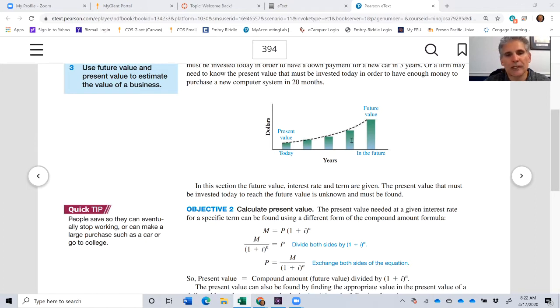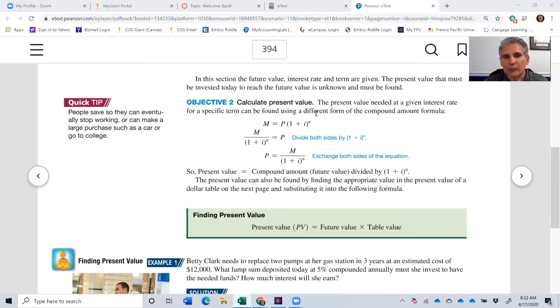So if you go on to get a four-year degree, you're going to take a finance class, and the primary terms you're going to be using are present value and future value. To calculate the present value, what you need is a given interest rate. A specific term can be found using a different form of the compound amount formula. M, this is what we learned about as the maturity value, which we're going to learn is really the future value. But let's go with the maturity value.